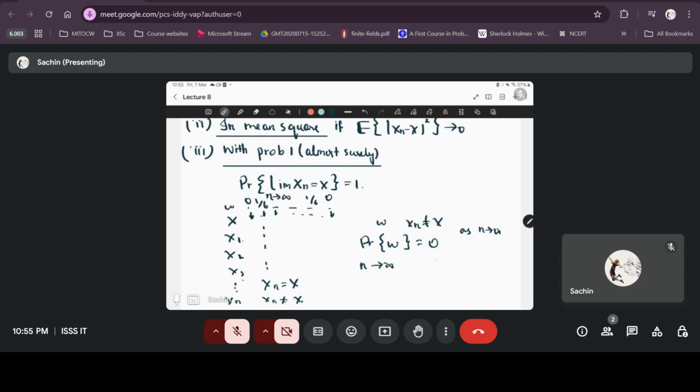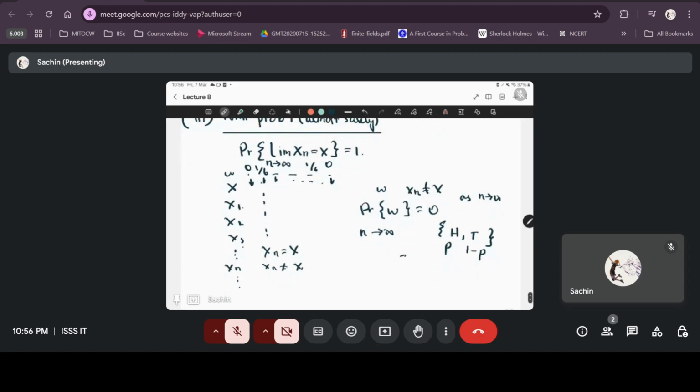So you can either take the coin toss as an event of two outcomes, heads or tails. Heads occurs with some probability p, tails occurs with probability 1 minus p. You could also say heads or tails or middle, where it stands up straight. Heads occurs with probability p, tails occurs with probability 1 minus p. This middle outcome occurs with probability 0. You could model your coin toss in that way also.